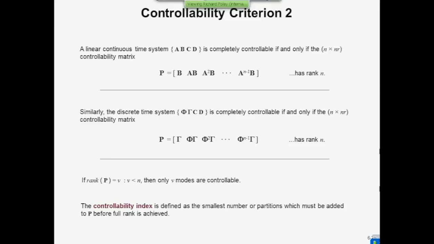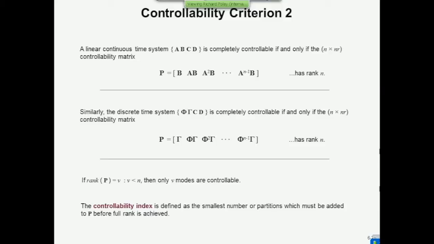B is an n by R matrix. It has n rows and R columns. A is a square matrix, so it's not going to change the number of rows that are present. So AB is going to give you also an n by R matrix. A squared B, similarly, n by R. So each of these partitions is n by R. So you have n rows, and you have n times R columns in this whole matrix.